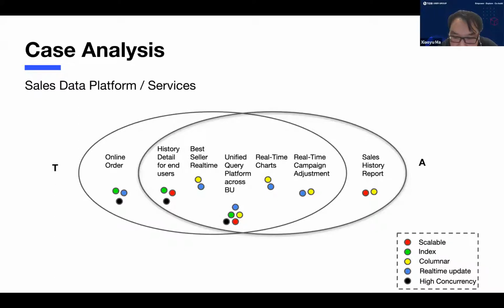Let's look at the very right end, a sales history report. By all means, this is an analytical workload and analytical service. So if you need to choose a database for this service, then it needs to be scalable because you need to store the historical data, and it might be in a very large volume. And also it needs to be in a column format, because the column format is almost the industry standard for analytical services. So for the intersection of those two circles, this is neither a very typical TP workload nor a very typical AP workload.